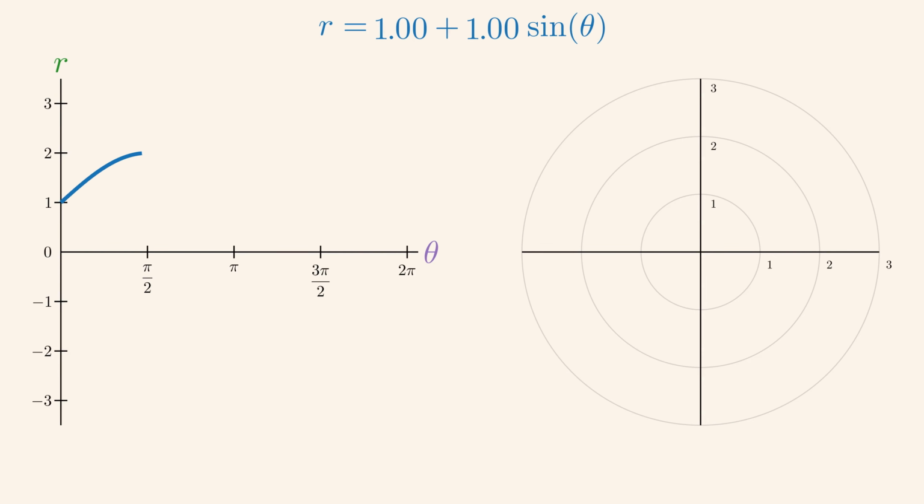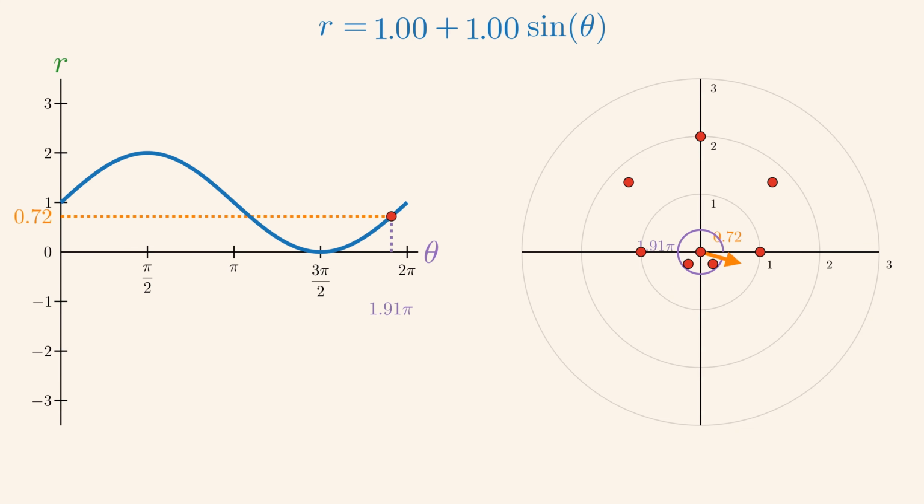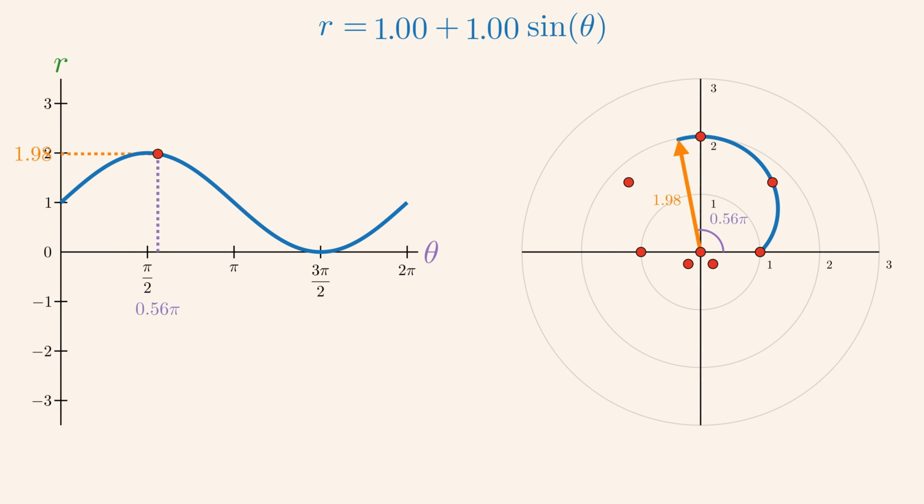Now we move on to the famous cardioid shape, which is actually just a sine curve that has been shifted upwards so that its minimum value rests at 0. We perform the same process of sampling and transferring points, just like we did before. Once we have our points, we connect them to reveal a smooth cardioid shape.